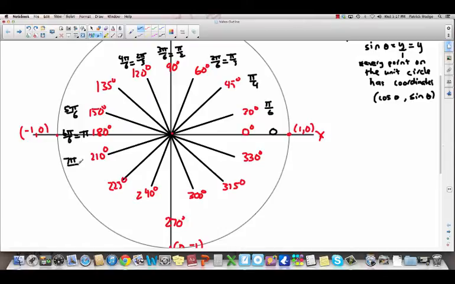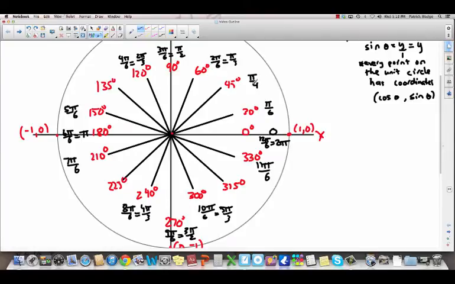210 is 7 pi over 6. 225, skip. 240, I'm going up by 30 every time, right? 240 would be 8 pi over 6, which is 4 pi over 3. 270 would be 9 pi over 6, which is 3 pi over 2. 300 is 10 pi over 6, which is 5 pi over 3. And 330 is 11 pi over 6. Can't simplify that. And if we go all the way around, 360 degrees is the same as 12 pi over 6, which is 2 pi.